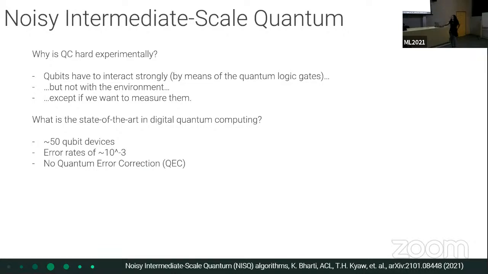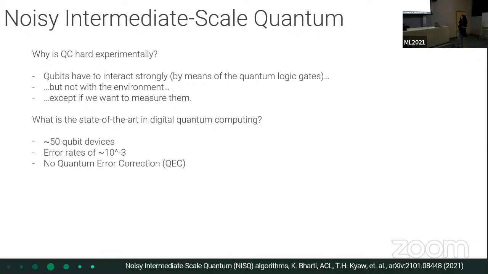So the noisy intermediate scale quantum computation era, this is the definition. It's hard because qubits have to interact strongly, but at the same time not too much, because we have to keep the coherence, and we have to measure them, so they cannot be completely protected against perturbation because we have to access the solution somehow. And the state of the art is we have devices of the order of 50 qubits. Some of them are 54, 70. There were some devices, but they broke down, so they had to build another one and it was of 54 qubits. So that's the best thing that we have.